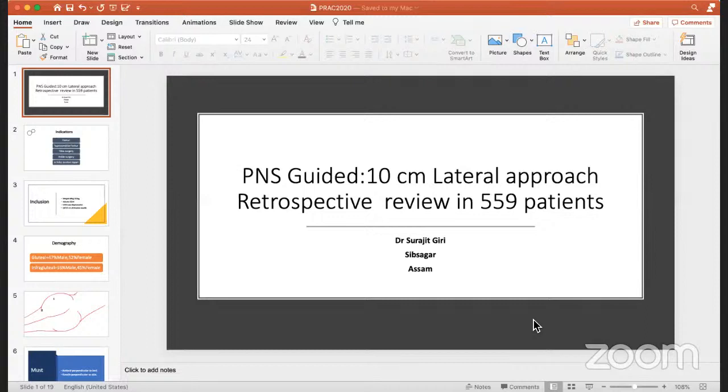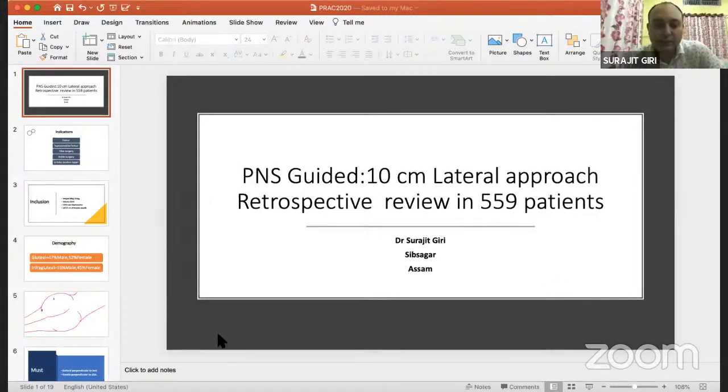Another thing I want to share is a short experience of mine about the 10 centimeter lateral sciatic nerve block. So can I share my screen? Hello? Yes, sir, you can share. I'm sharing my screen. Okay. Can you see? Yes, sir, we can see.